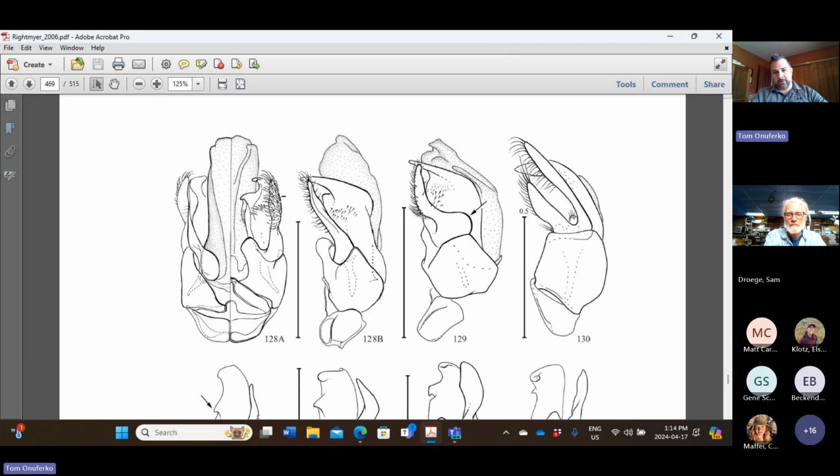So this is a picture of genital capsules in profile from Molly Rightmyer's dissertation, published in 2006. In Epeolus, the gonostylus has this really unique bulging lobe that is absent in the related genus. This, I think, is the genitalia of Epeolus epeolurus, and this is, I think, an African species.